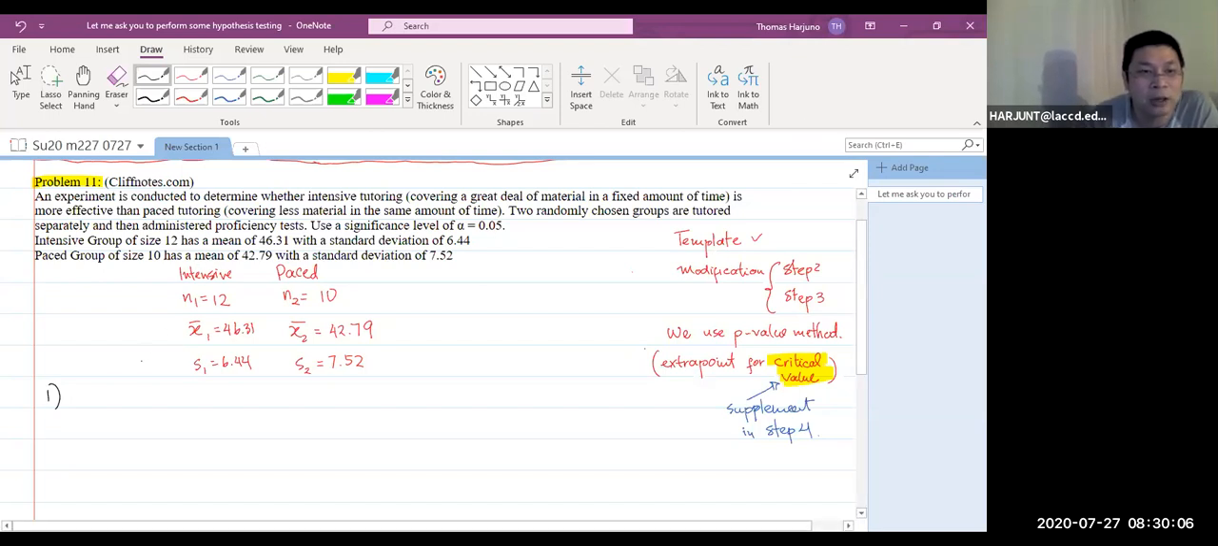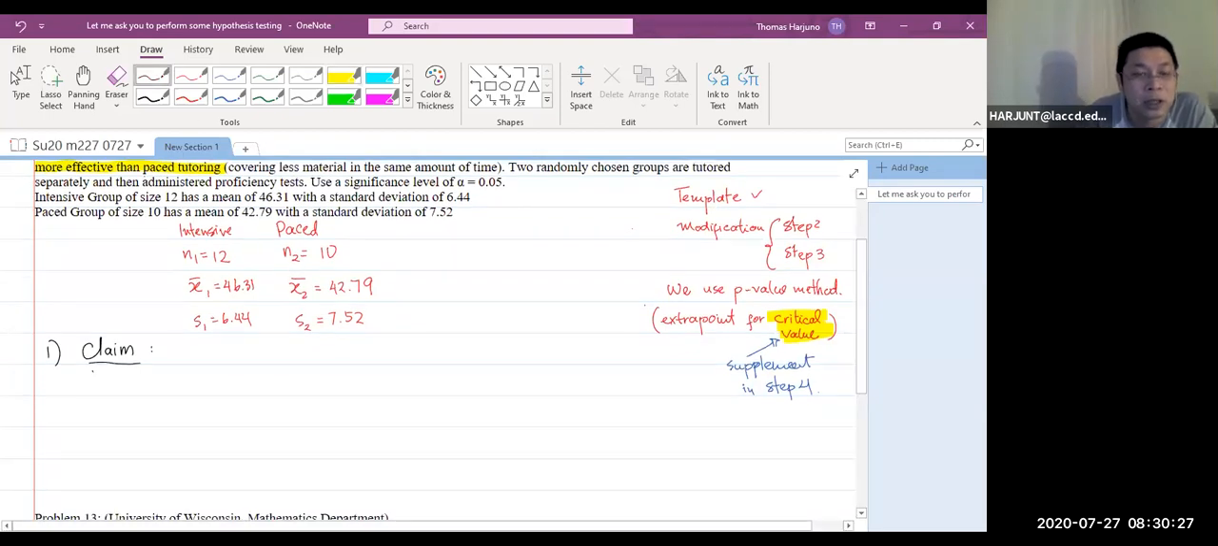And we have the data up here. Let's see what's the claim. The claim is to determine whether intensive tutoring is more effective than paced tutoring. So, intensive tutoring is more effective than paced tutoring.